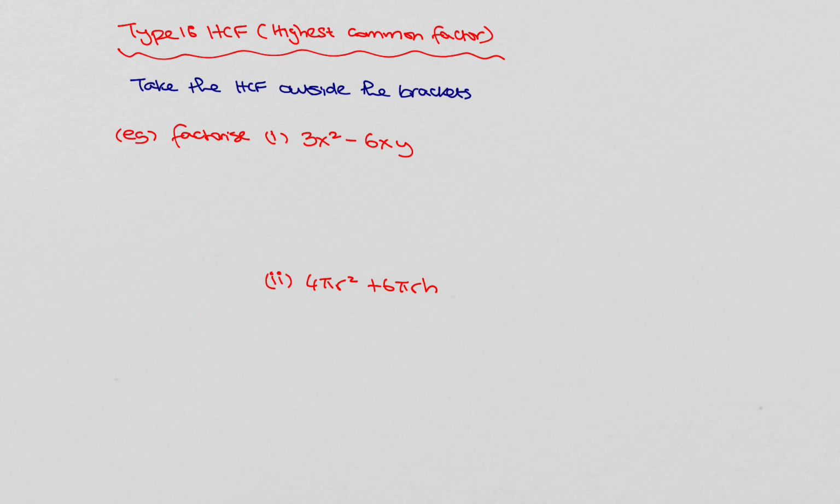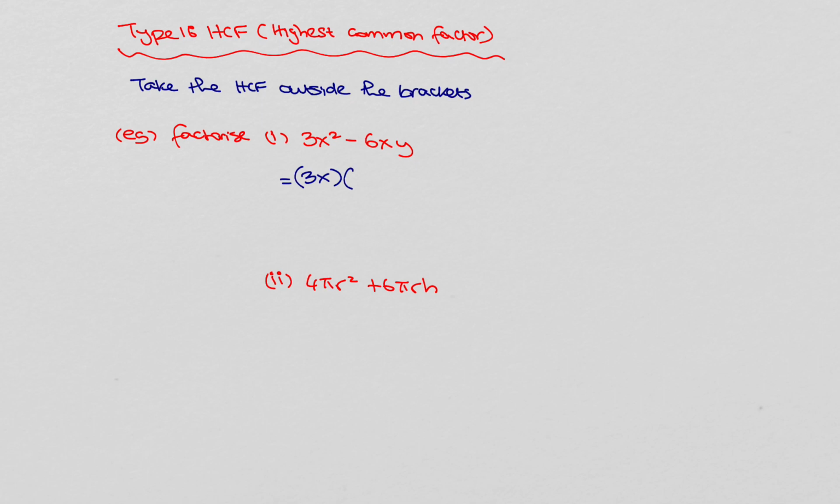So for type 1, the highest common factor, what we need to do is look at what is the biggest number that divides into all of the terms, and we're going to take that outside the brackets as the highest common factor. So if we look at the first example here, we have 3x squared minus 6xy. So the biggest number that divides into 3x squared and 6xy is 3x. So therefore 3x is our highest common factor.